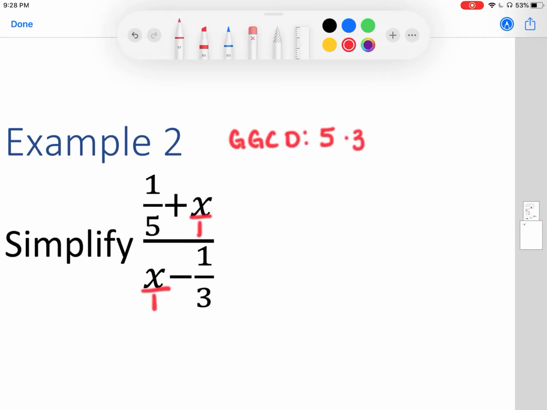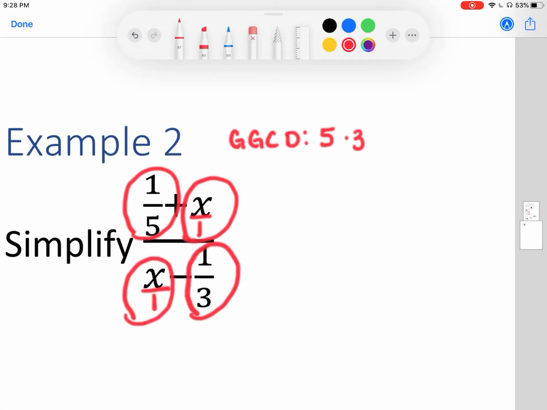So we're going to multiply by 5 times 3 to every single term. So this is going to be multiplied by 5 times 3. This is going to be multiplied by 5 times 3. This is going to be multiplied by 5 times 3. And this is going to be multiplied by 5 times 3.